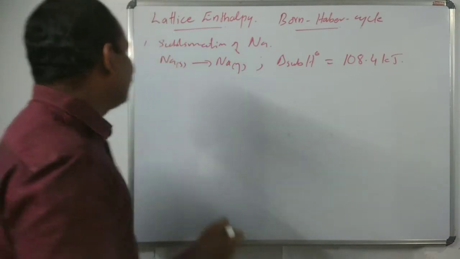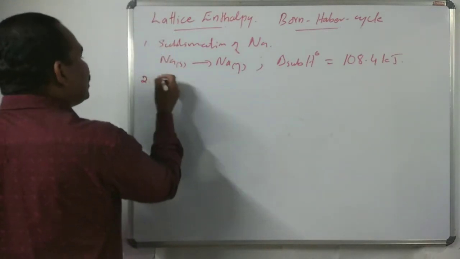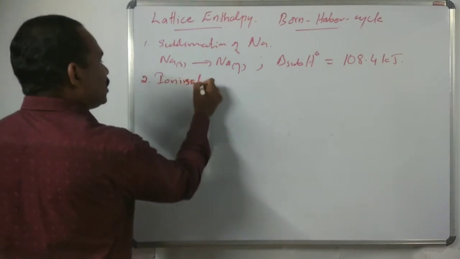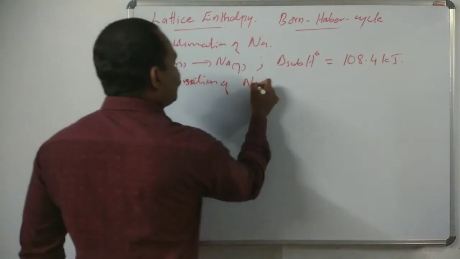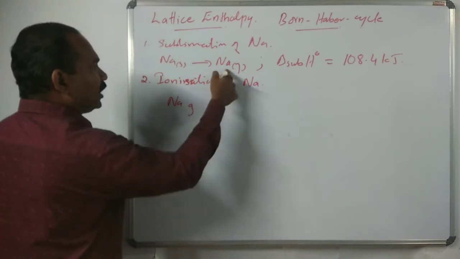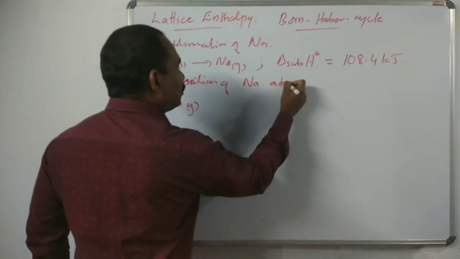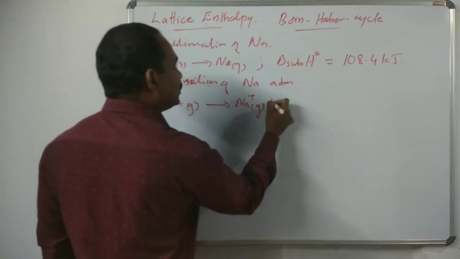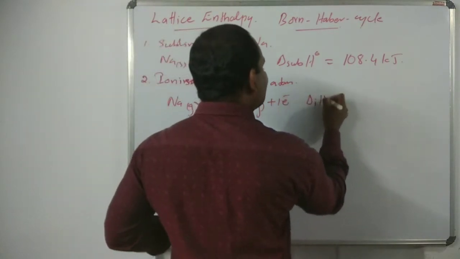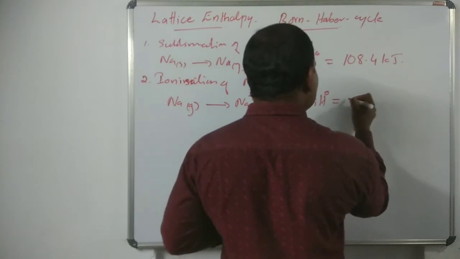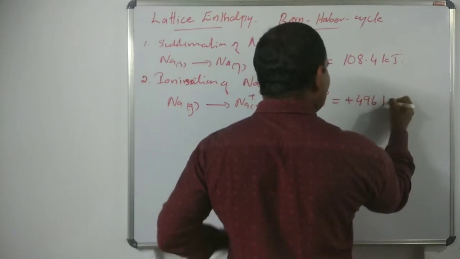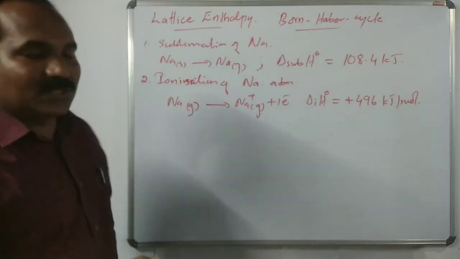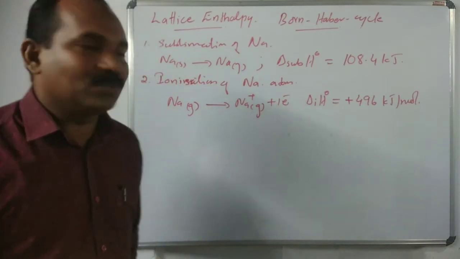Now we move to the problem section in the Born-Haber cycle. The second step is ionization of sodium. Sodium gas, the sublimated sodium atom, ionizes into Na plus gas plus 1 electron. The ionization enthalpy of sodium is plus 496 kilojoule per mole.